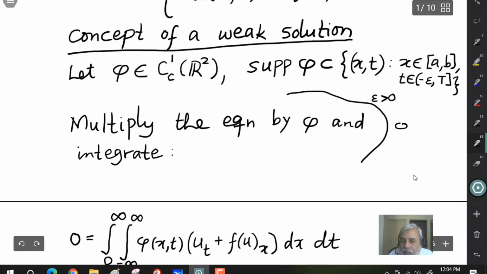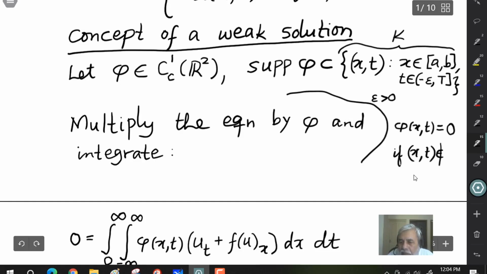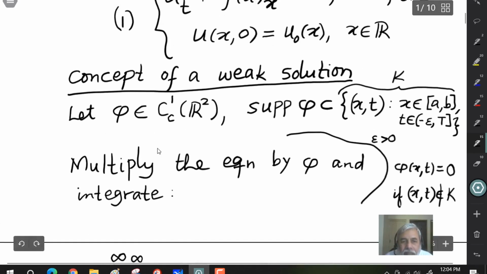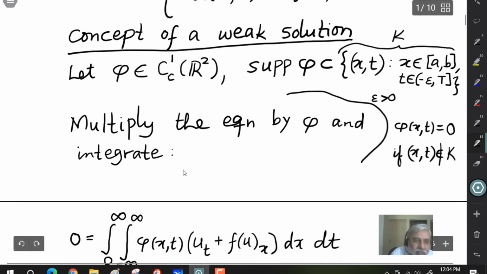Okay, so phi of (x, t) will be 0. For the time being, just call this set some K, if (x, t) does not belong to K. That is what is meant by the support. So yes, support of phi. You take any such function, and these are called test functions.